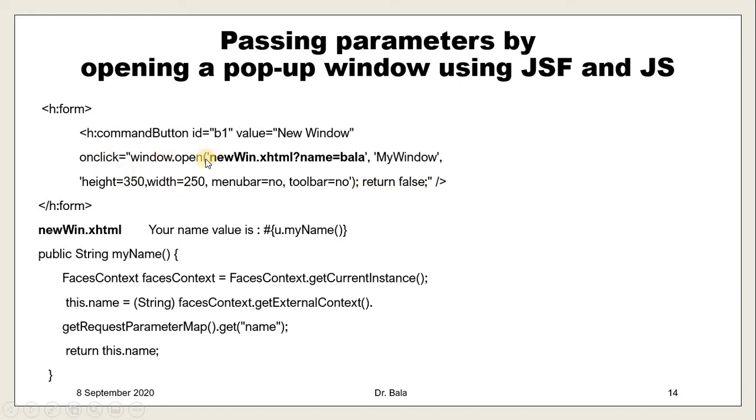Once it is opened, this new window will be opened, coming with the value name equal to Bala. So this method is called here. What will happen once you are calling this method? It refers to the managed bean. In the managed bean, I used a FacesContext class to create an object to get the current instance. So we are getting the current instance of the application. Using this, we get the external context, which we can use to get the parameter we passed. What is the parameter we have? Name is our parameter.